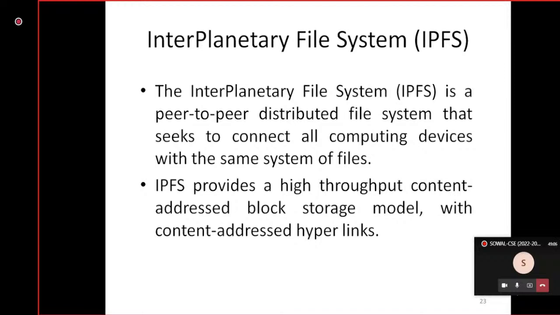Also, it provides a very high-throughput, content-addressed block storage model. What is this? Whatever blocks we put into IPFS, it generates the hash of that particular block, and by using that hash as an index, I can access the data of that block. This is the primary requirement of any blockchain network.